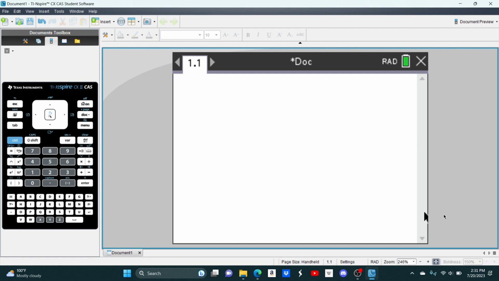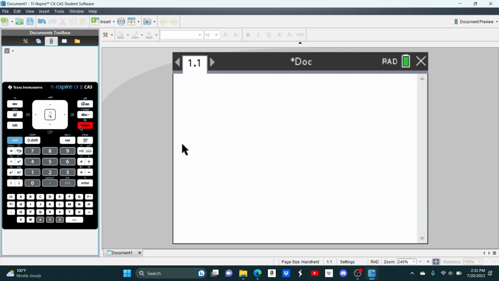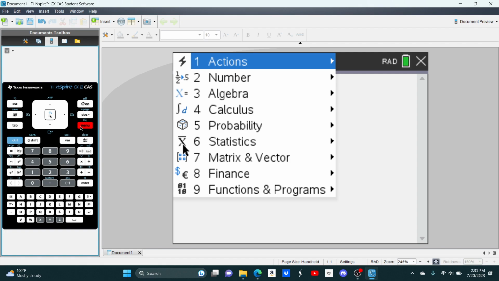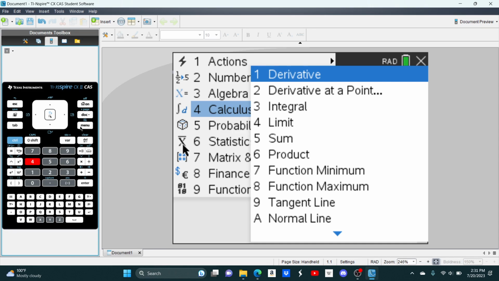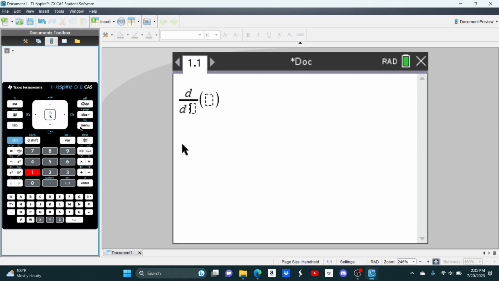So the first thing and the most elementary thing you're going to have to know is how to take a derivative. There's two ways to get to a derivative, or I guess there's three ways now that I think of it. You go to Menu, then 4 for Calculus, and the number 1 for Derivative. Let's say I want to take the derivative of x squared. I would type in x, and then in here x squared, and then you get 2x.